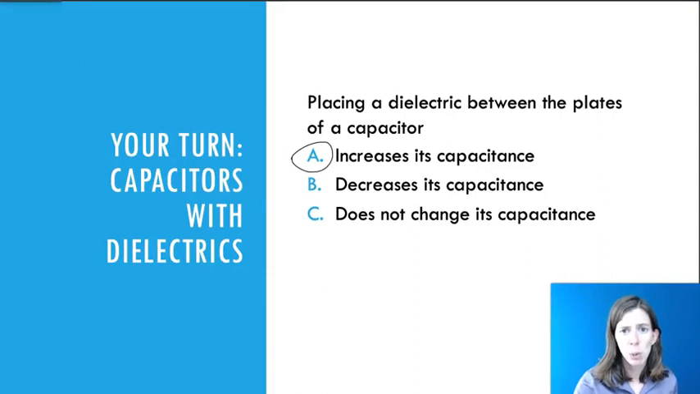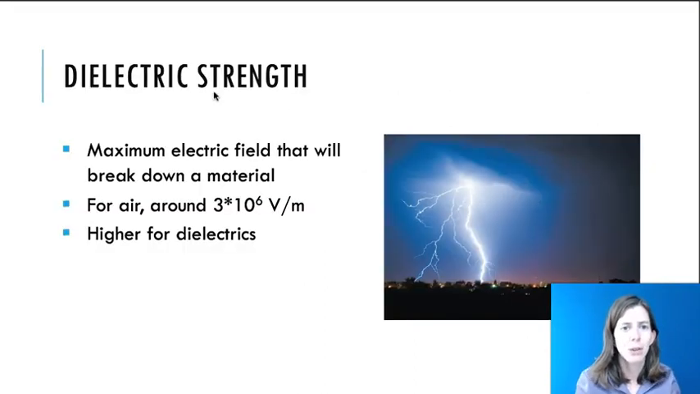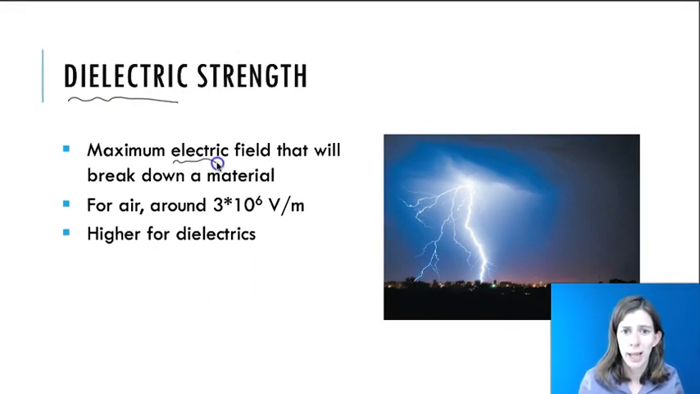And the last thing that I wanted to talk about, which I thought was very interesting, is called dielectric strength. It's not the same thing as dielectric material. It does have the same word, but the dielectric strength of something is actually referring to an electric field. It is the maximum electric field that will break down a material. For air, the dielectric strength is around 3 × 10⁶. Volts per meter is also a unit for electric field. So newtons per coulomb, volts per meter, those units are equivalent.